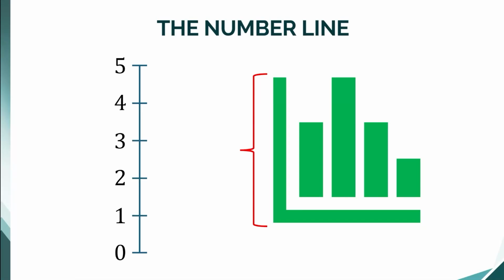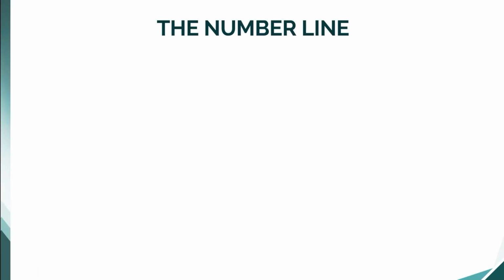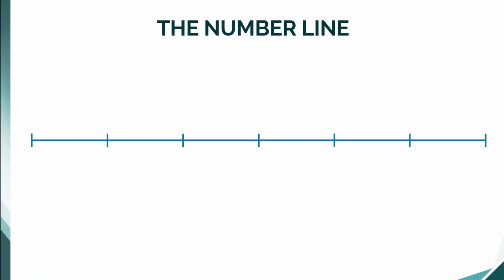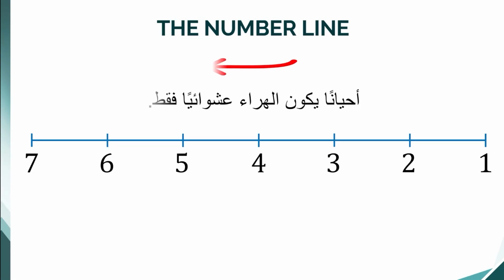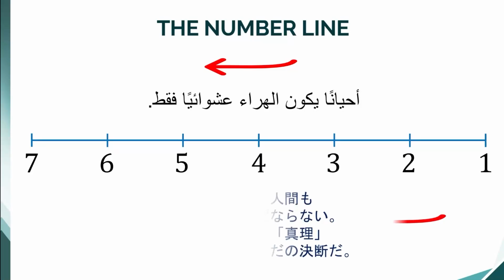In fact, most languages are read left to right, right? But that's not true of every language. In fact, what's stopping us from having a number line that we read right to left? Some languages are like this. For example, Arabic is like this. Japanese in some forms is like this as well.